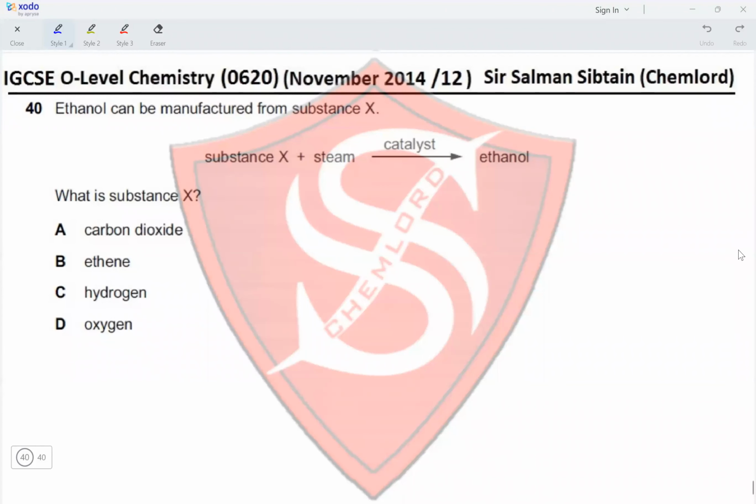Question 40. Ethanol can be manufactured from substance X. So substance X plus steam in the presence of a catalyst produces ethanol. So substance X has to have 2 carbon atoms and a double bond because steam is added onto it. So substance X is ethene. So the question is, what is substance X? Carbon dioxide, no. Ethene, yes. Hydrogen, no. And oxygen, no. So this makes option B the correct option for this question.